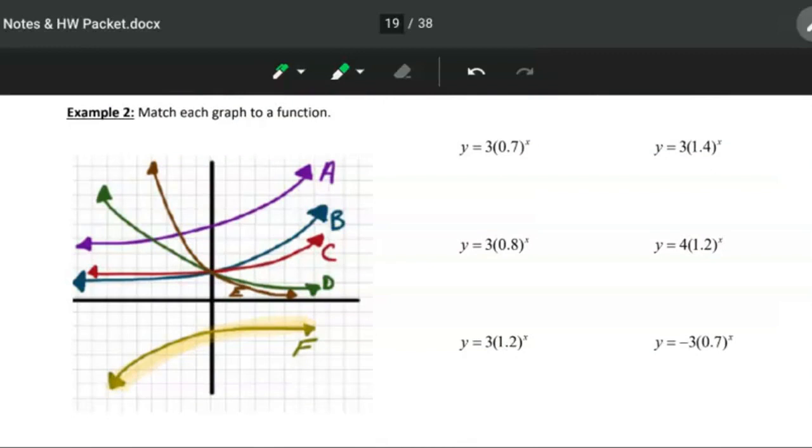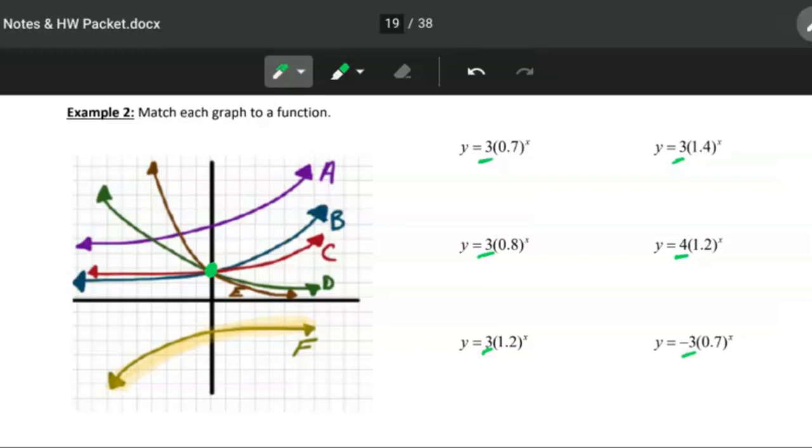So we kind of have to narrow this down. All right, we can look at first probably y-intercepts, and then we can kind of go from there. So there's a bunch of y-intercepts that are 3. All right, so 3 is probably this y-intercept that has a bunch of graphs going through it. All right, then we've got a y-intercept of 4 and then a -3.